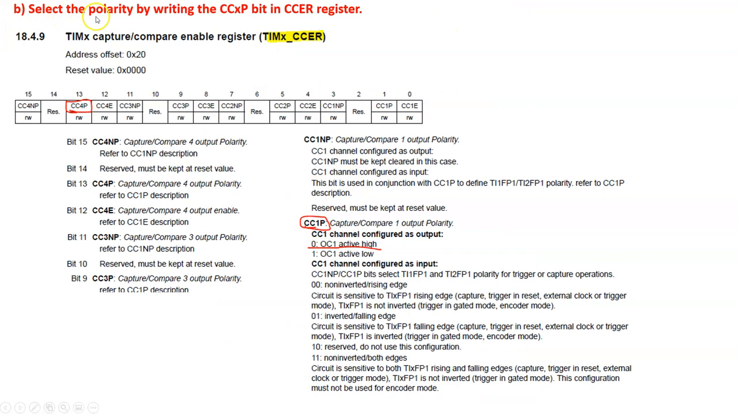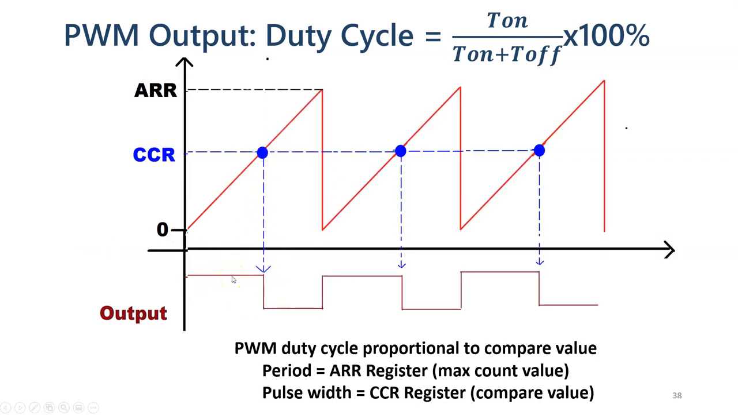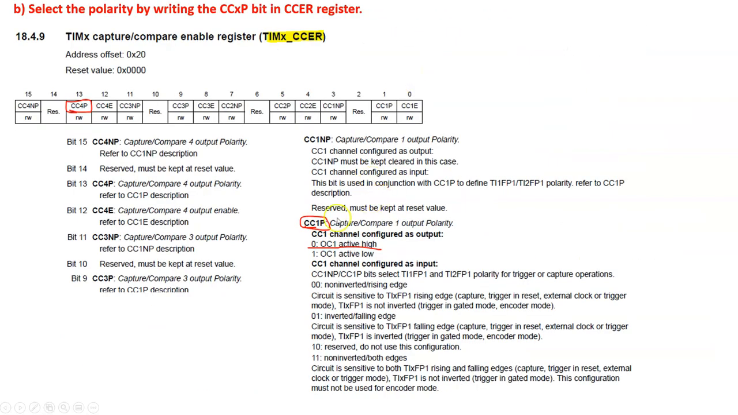Next, select the polarity by writing the CC4P bit in the CCER register. This basically says whether the channel starts out at high or starts out at low. In other words, in this picture right here, notice when I enable the count, this output pin starts at high and remains high until I hit CCR, and then it goes low. That's active high. That's what it says we can choose. So by choosing capture compare output polarity active high, that's what we mean. So we can leave that as 0 as well.